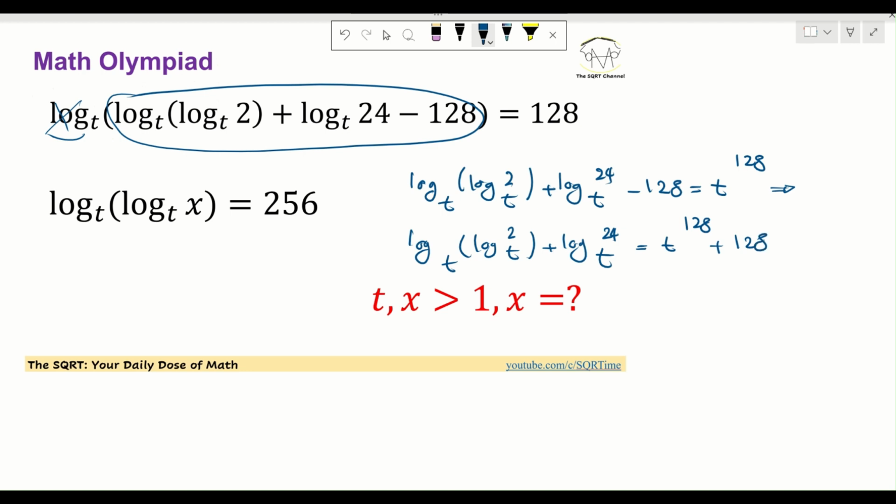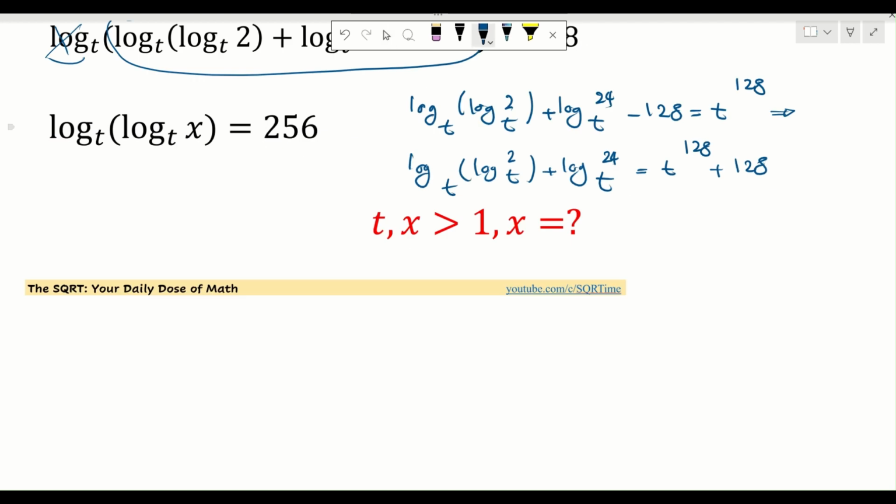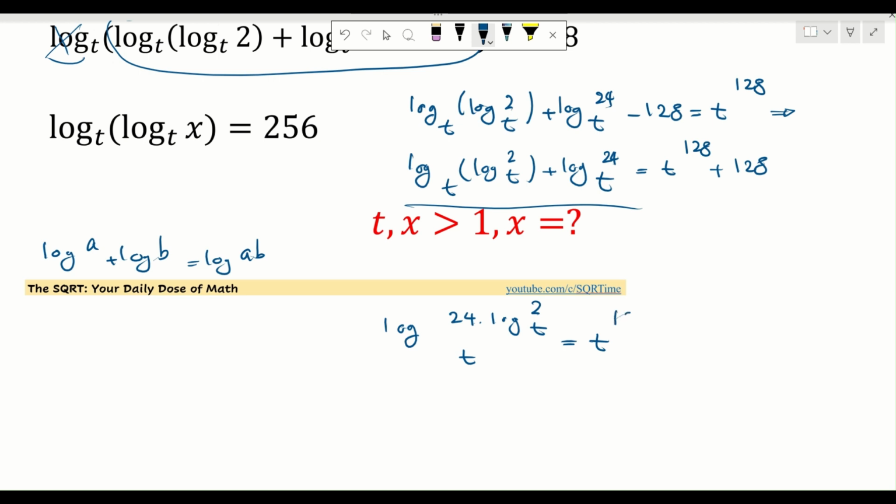Now from here, I'm going to simplify things on the left hand side first. And we know that log of a plus log of b in the same base can be written as log of ab. So based on this, I'm going to simplify what I have here and write it as log of 24 times 2 in base t equals t to the power of 128 plus 128.